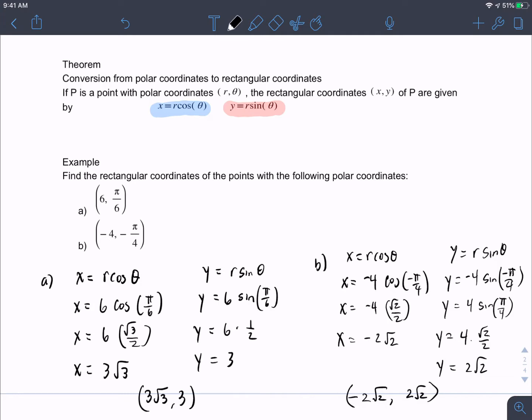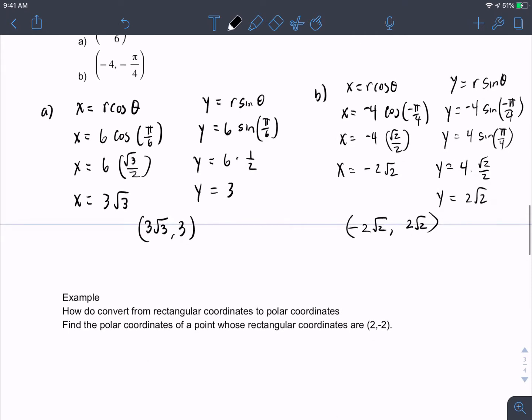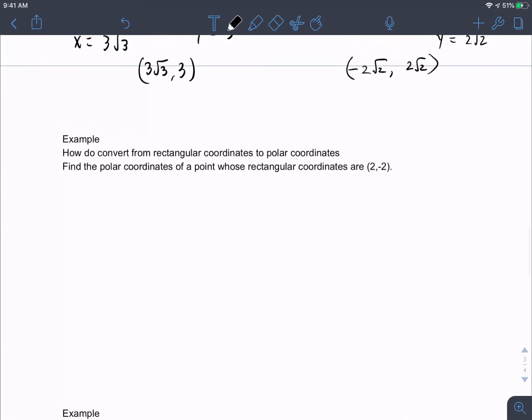I'll leave that there for a second just for you to be able to look at and see this process. Okay, the next example, we're going to get a little bit trickier. We're going to convert rectangular coordinates to polar, or go polar to rectangular. We're going to do both ways. So in this example, we're going to find the polar coordinates based off the rectangular coordinates.